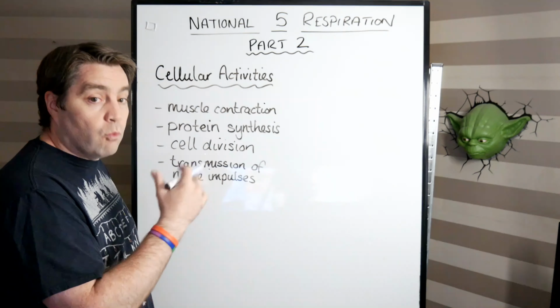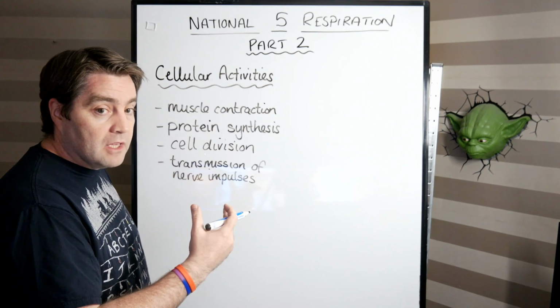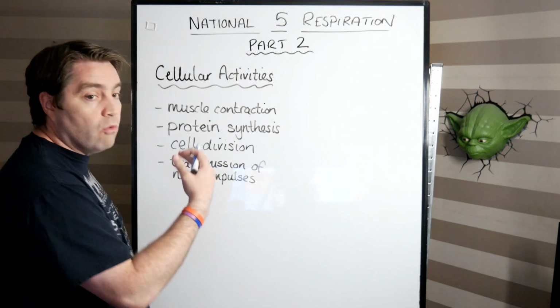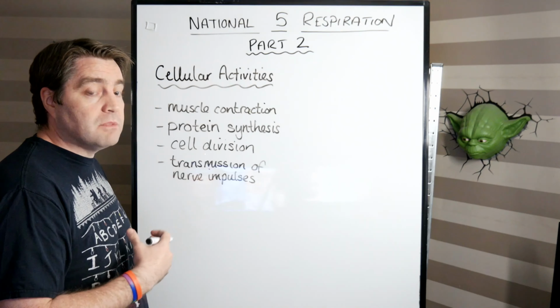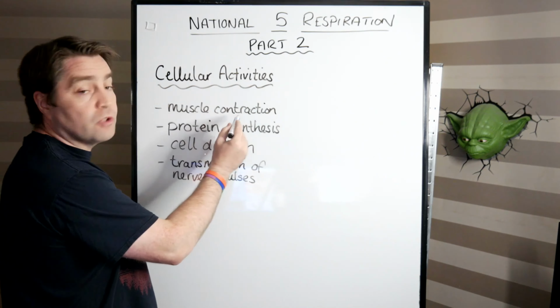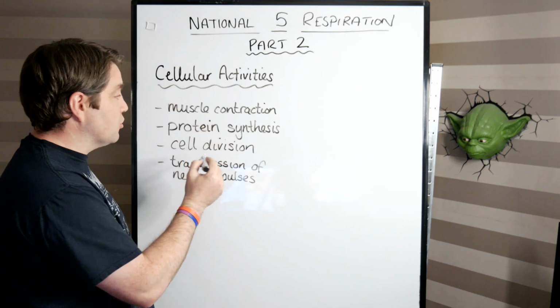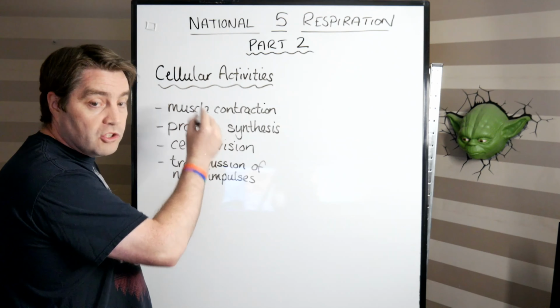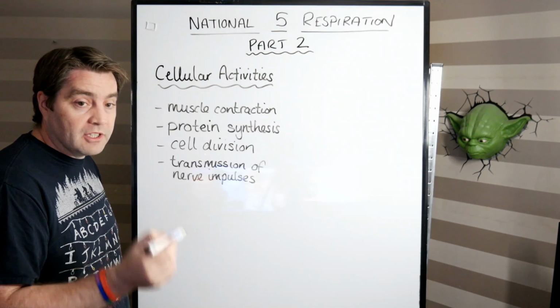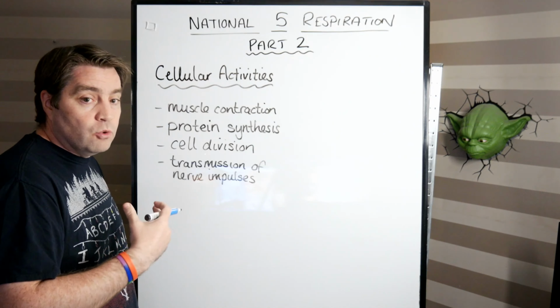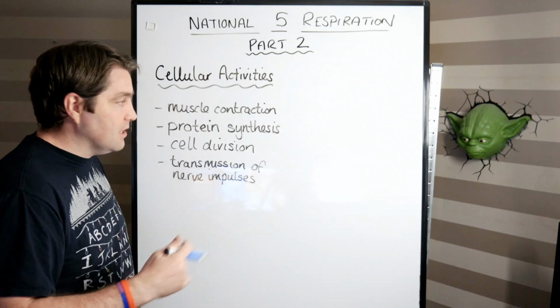Now you usually ask for 1 or 2 of these in the exam, so it's not necessary that you learn all 4, but it's useful because sometimes the question will say muscle contraction is a use of ATP, name 1 or 2 others. So don't just bank on learning just 1, try and learn all 4 of those cellular activities. Okay, they are what we use ATP for within cells.